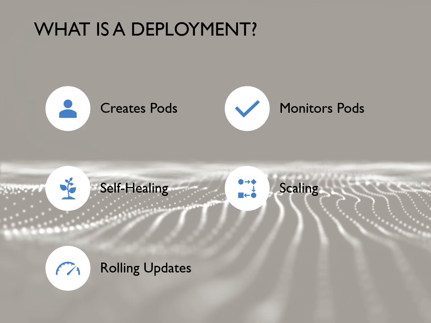Now, what is a deployment? To solve this problem, Kubernetes introduced deployments. Think of a deployment as a manager for your pods, and its job is to create pods, monitor pods, replace failed pods, scale pods, perform updates, and even roll back changes if something goes wrong. So, in a production environment, almost every application runs with deployments.